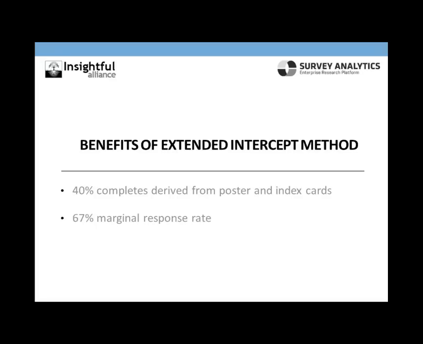We found that in the end, 40% of the completed surveys were derived from the poster and the index cards. And that represents a 67% marginal response rate. So if we had not used the cards and the poster, our numbers would have been a third or more lower than they were.